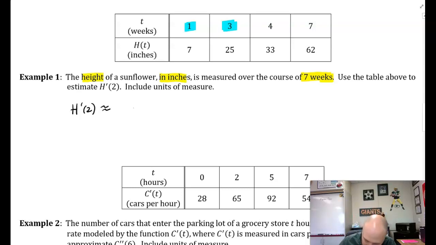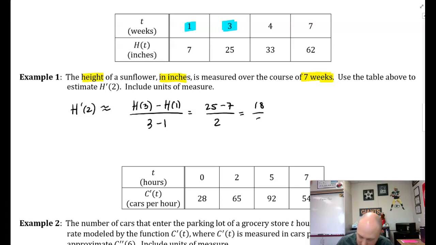I'm going to take the function value h of 3, I'm going to subtract h of 1, and I'm going to divide by 3 minus 1. So this is just average rate of change, right? And we've done this a million times. 25 minus 7 over 3 minus 1, which is 2. So this gives us 18 over 2, which is 9.